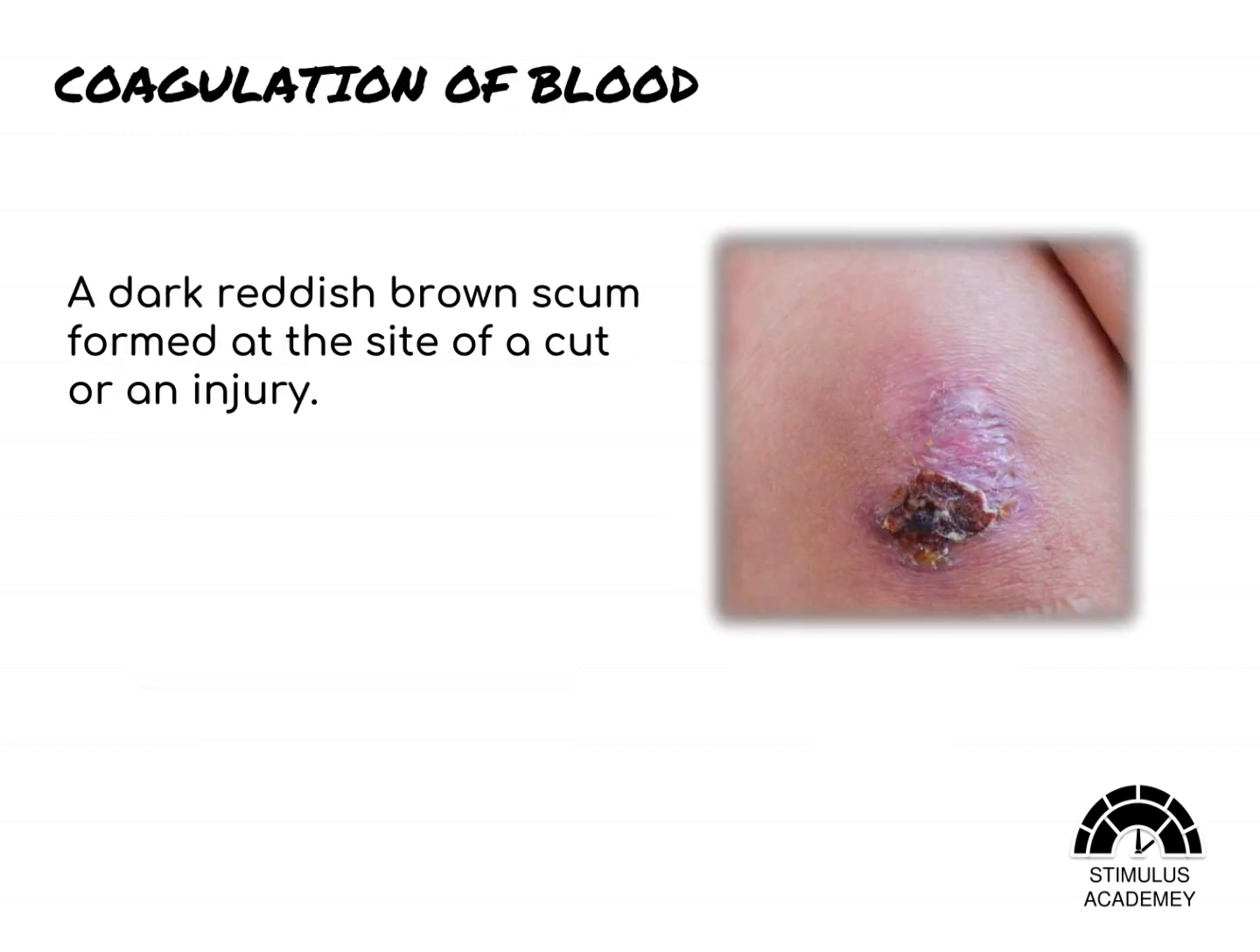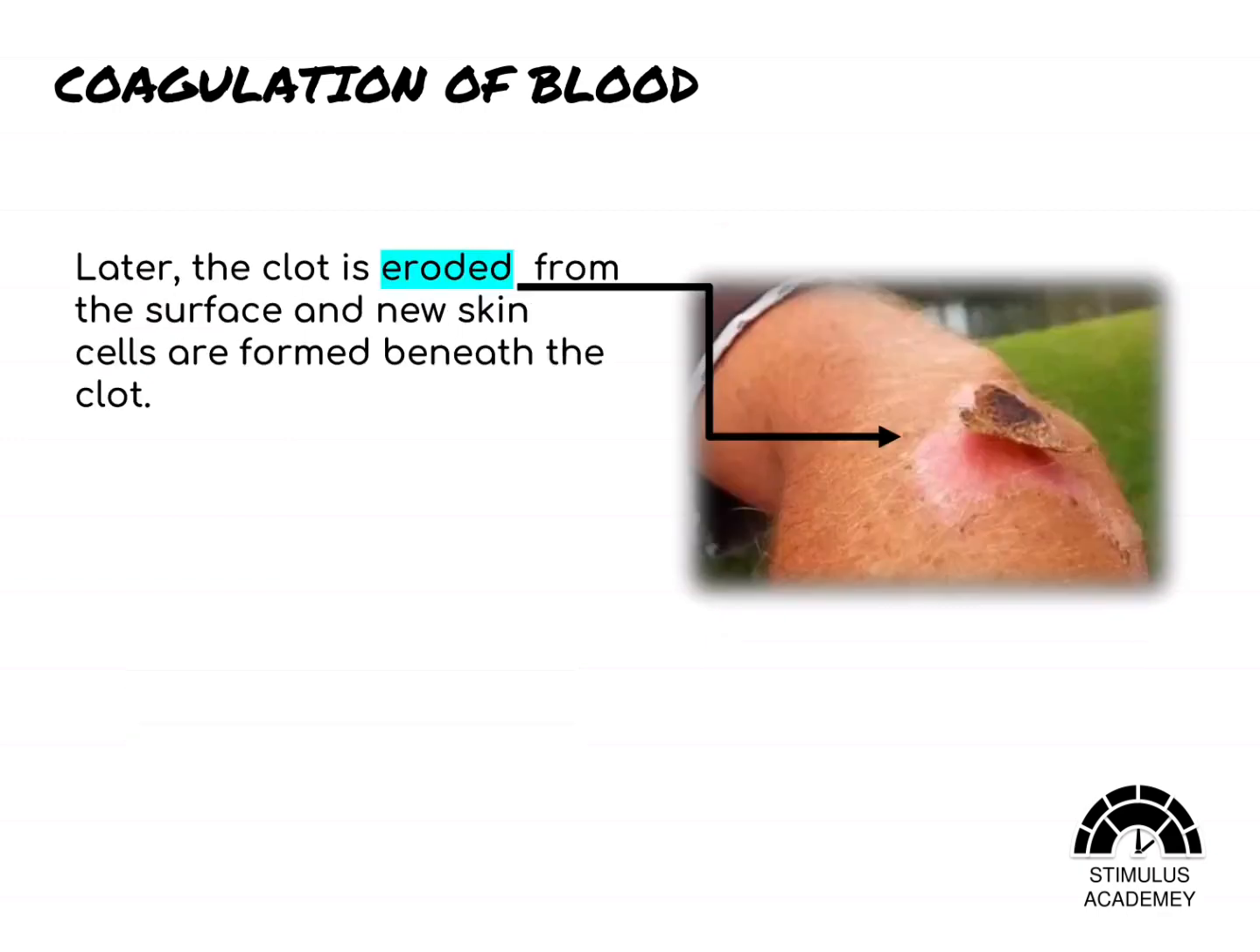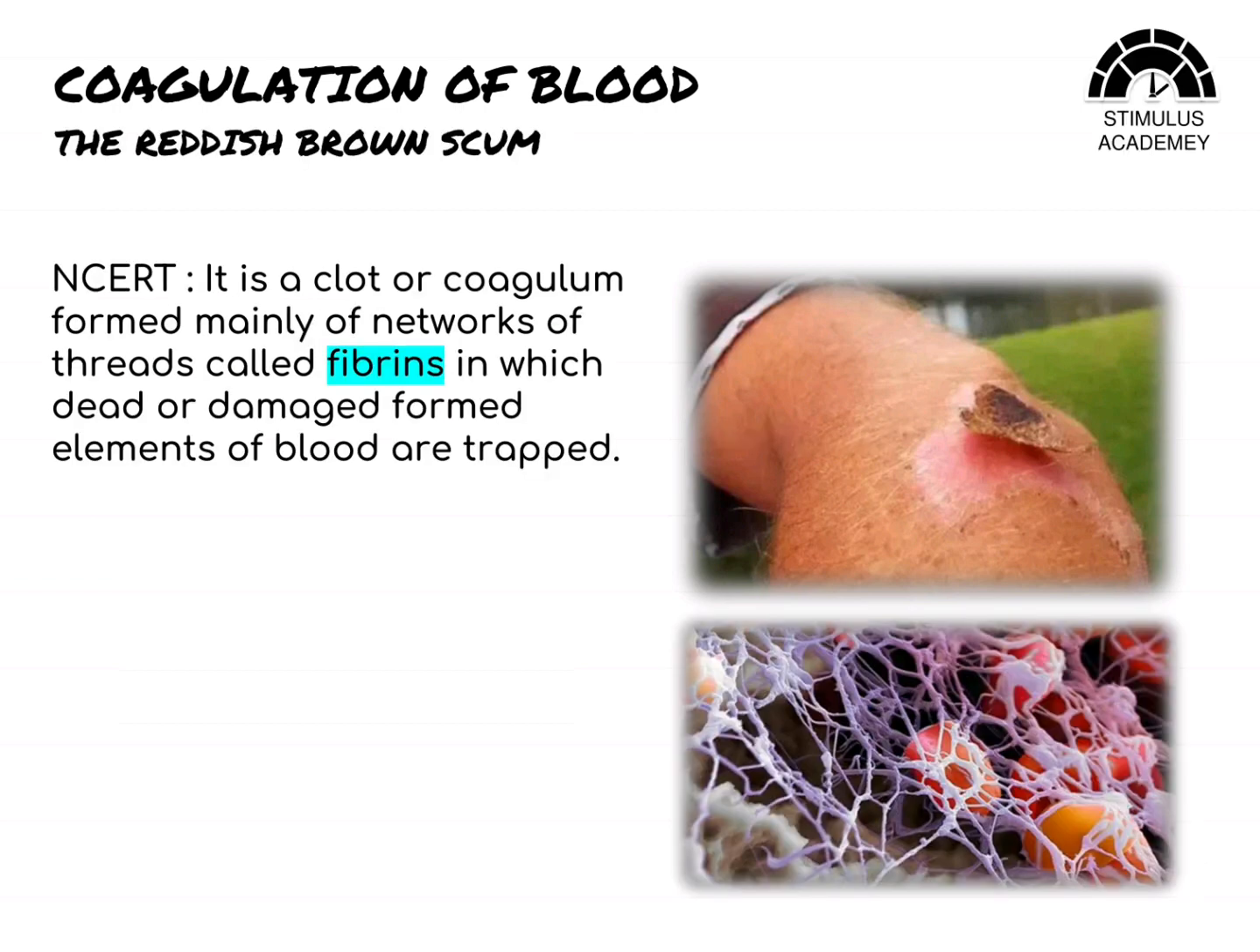You would have observed that over a period of time, a dark reddish brown scum is formed at the site of cut or an injury. And later the clot is eroded from the surface and new skin cells are formed beneath the clot. NCERT says that clot or coagulum is formed mainly of networks of threads called fibrins, in which dead or damaged formed elements of blood are trapped.